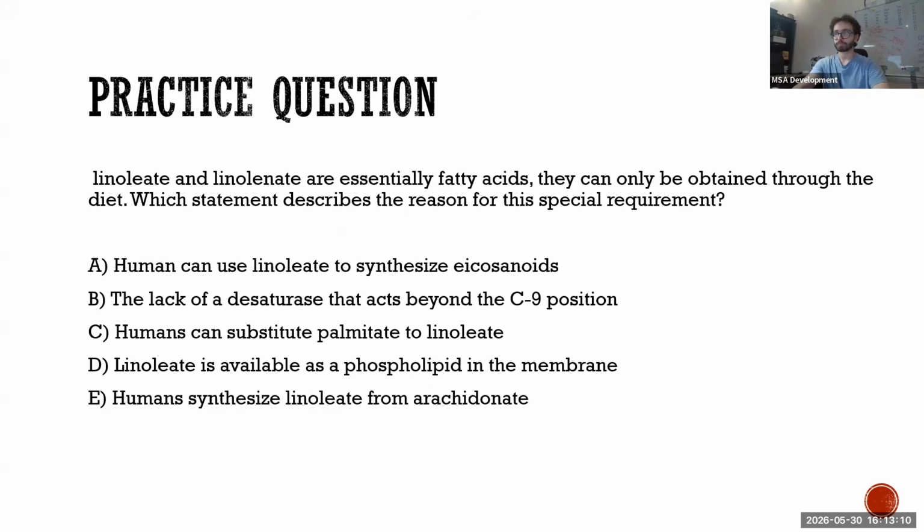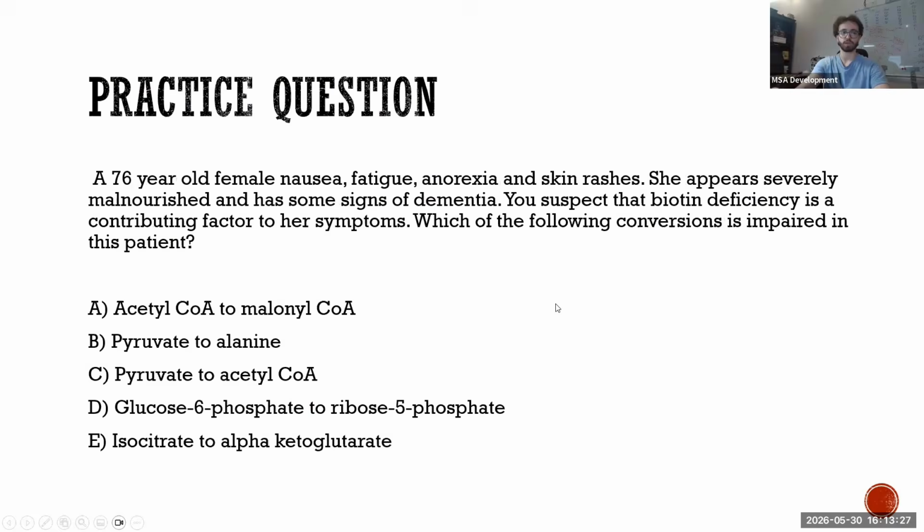Next question. They're talking about the reason for the special requirement in the diet. Why can humans not make linoleic and linolenic acid? This is another name for these acids. We humans lack desaturases that act beyond the C9 position for double bonds. We already said that. Next question.